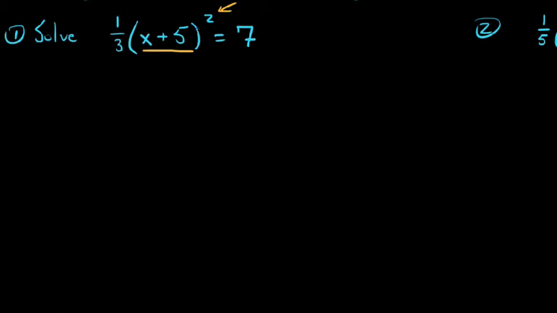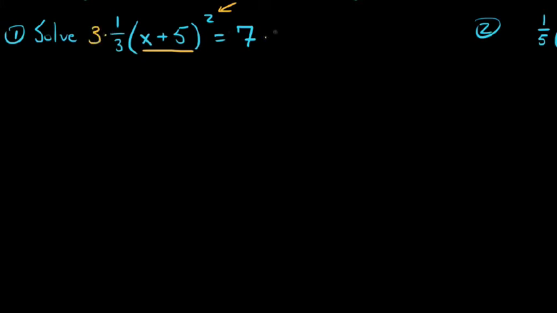Okay, so x plus 5 is being squared. We need to eliminate all other things on the same side as this squared quantity, which includes this 1/3 times the parenthetical quantity here. So what we're going to do is the opposite of multiply by 1/3. We're going to divide by 1/3. When you divide by a fraction, you end up multiplying by the reciprocal. So we're going to take both sides times 3.